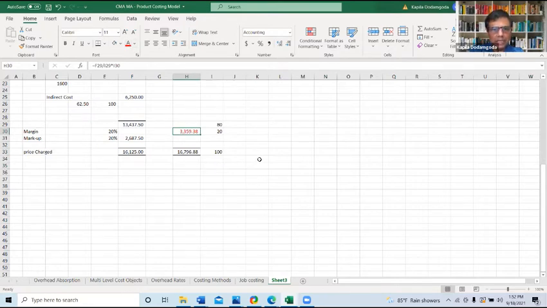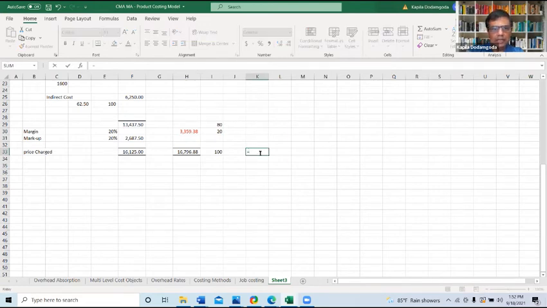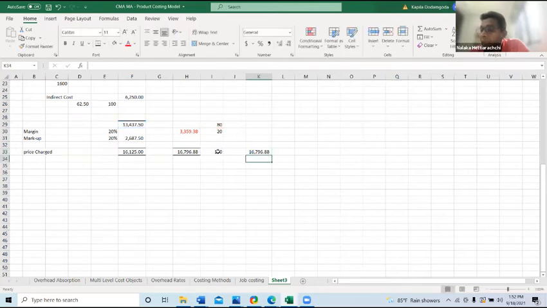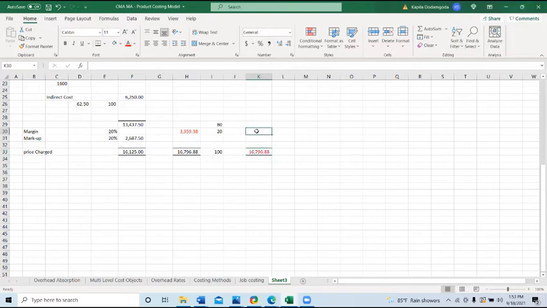On the other hand, you could do the other way around as well. You could calculate the price straight away. How do you do that? Cost divided by 1 minus the margin: 13,475 divided by 80 multiplied by 100. So then 16,796. That way also you get the same answer differently. So you start the computation here, and then you can find it. Yeah, same, right?